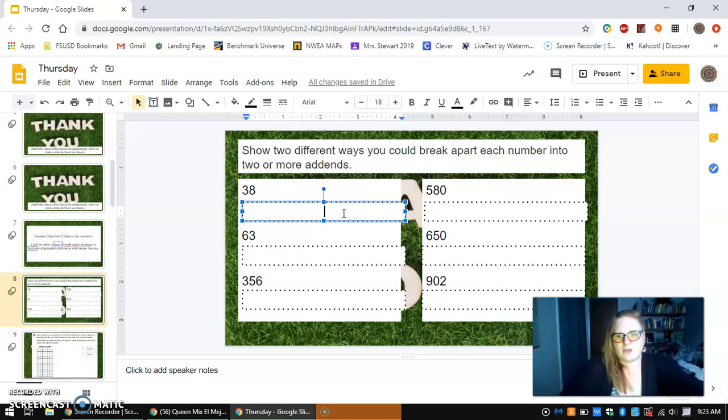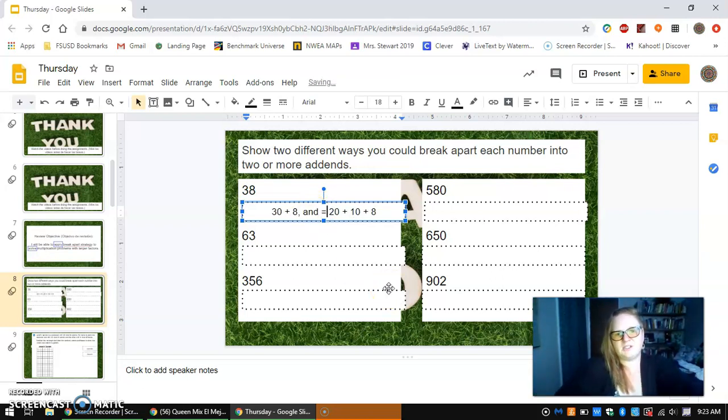So for instance, for 38, we can have that be 30 plus 8 would be one way. Another way would be to break apart the 30 as well, and I could do 20 plus 10 plus 8. So these are two different ways.